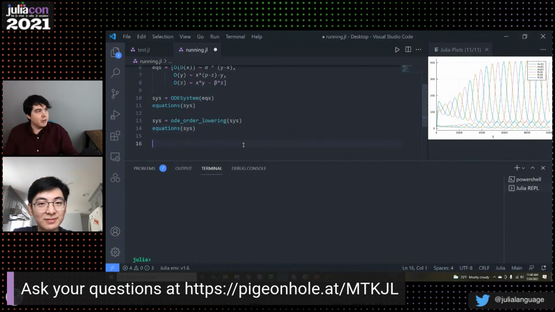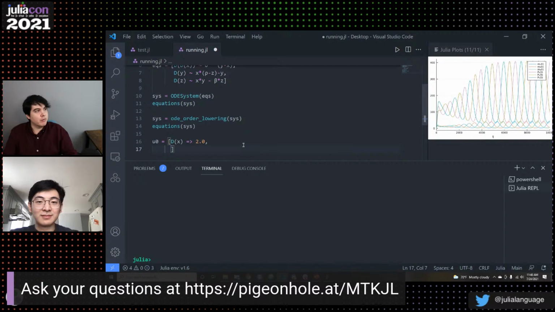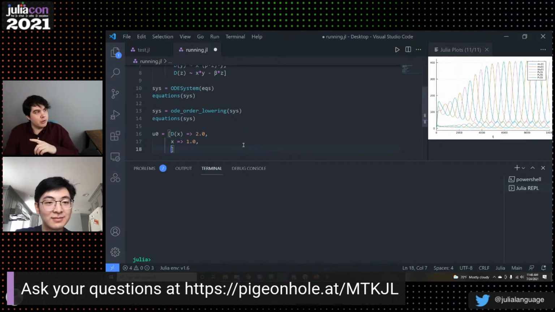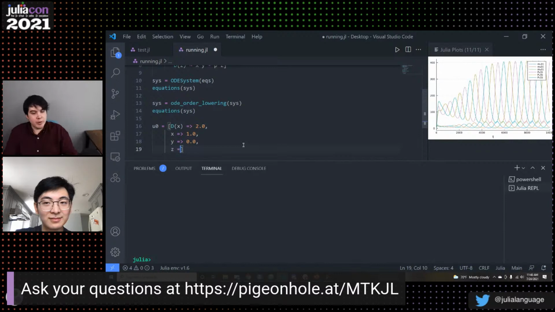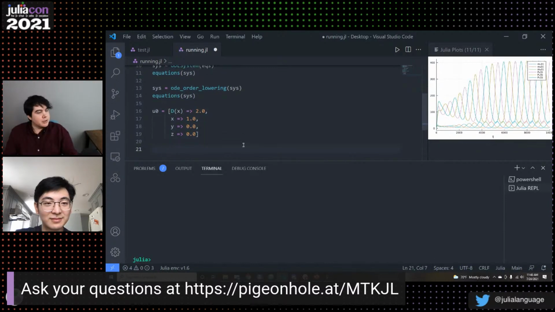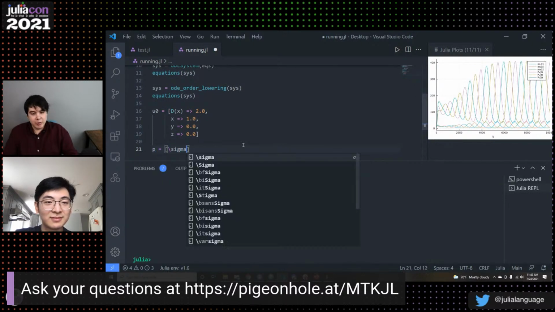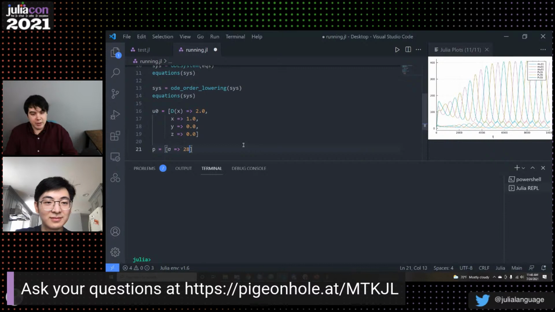Right. So let's start to say, well, u0 equals d of x goes as, right. So since I have a higher order differential equation, I need to make sure I define my initial condition for both the value of x and its derivative. Right. I write down my other initial conditions. And now let's take a look at our parameters, right? So I'm going to say that my sigma parameter is going to be 28.0, right?